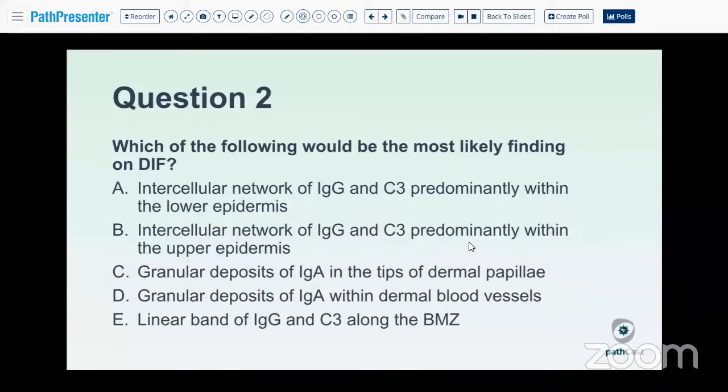All right, our second question, which of the following would be the most likely finding on DIF? Now, this is a second order question. So boards just love doing second order questions because for this, you not only need to be able to recognize the entity on the H&E, you also need to know the pattern on DIF. Before we dissect the answer choices, let's take a look at our case.